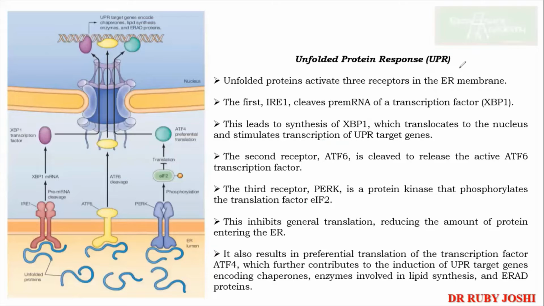Akshay, would you like to try explaining this UPR? Okay, ma'am. If there are a lot of unfolded proteins, it means there is overexpression of unfolded proteins present. So what happens is that these receptors get activated: IRE1, ATF6, and PERK.